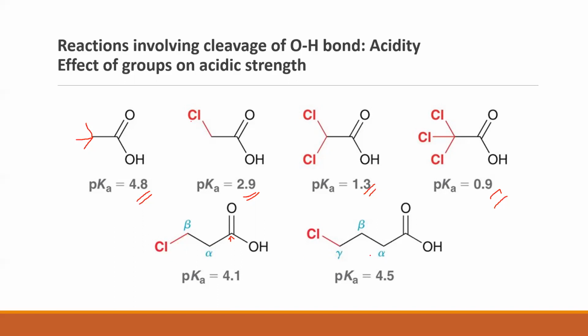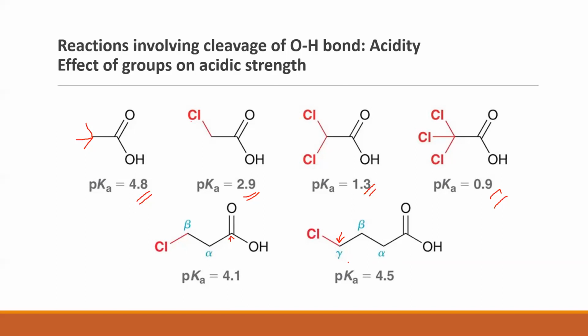Whereas when I look at this case, the chlorine is attached to the third carbon from the carbonyl group, which is your gamma carbon. So chlorine is attached to the gamma carbon. Now in both these cases, I only have one Cl atom, so it's a monochloro derivative. That's the similarity. But what is the difference?